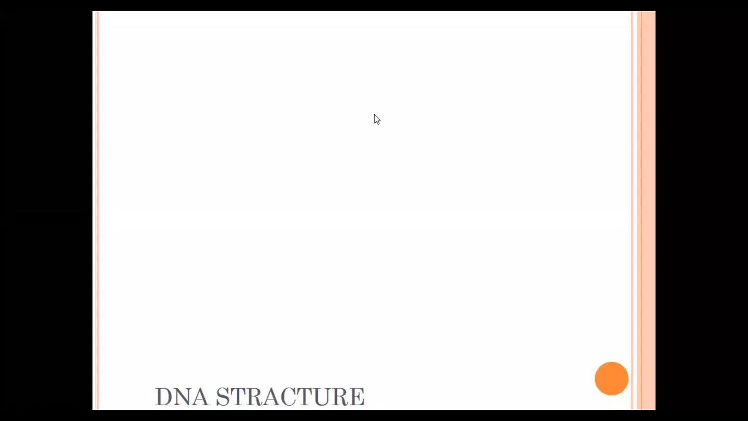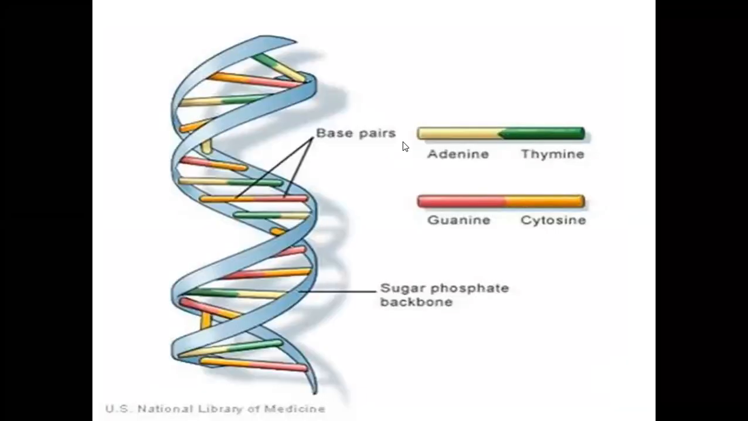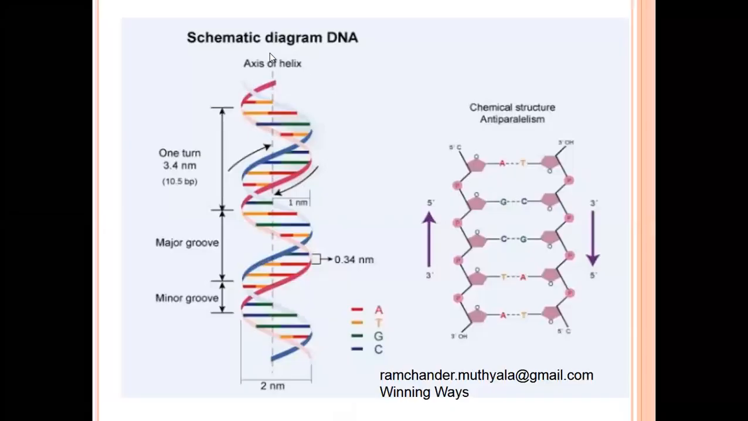DNA structure. DNA means deoxyribose nucleic acid. The deoxyribose nucleic acid is present in the nucleus of cells in eukaryotes. In prokaryotes, it is present in the cytoplasm.